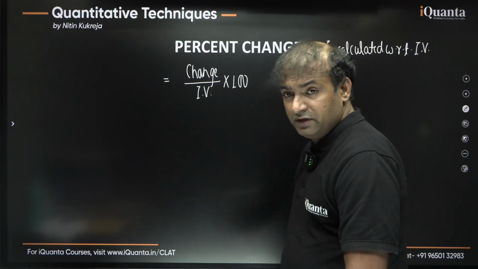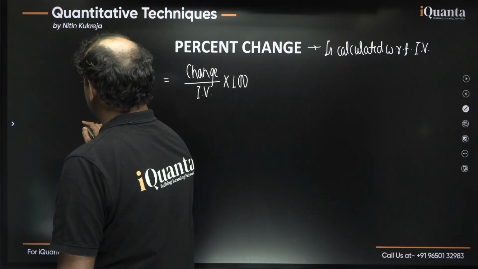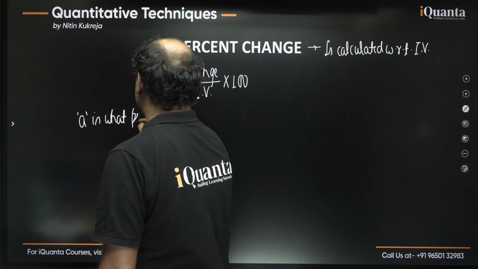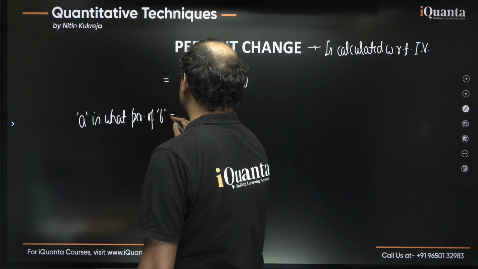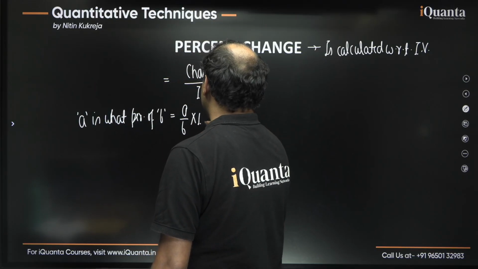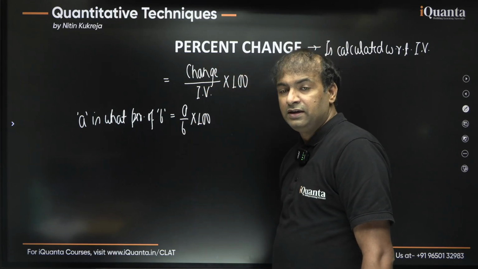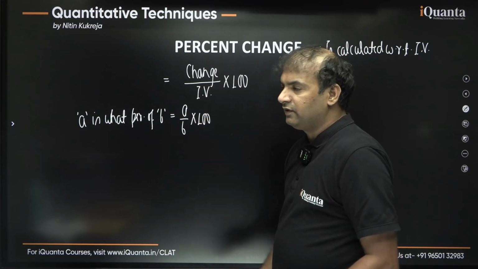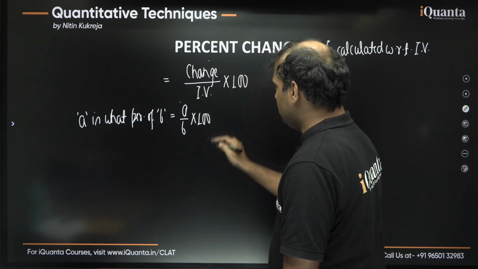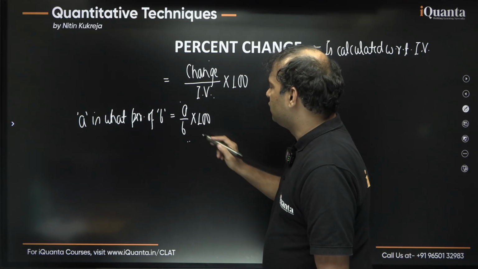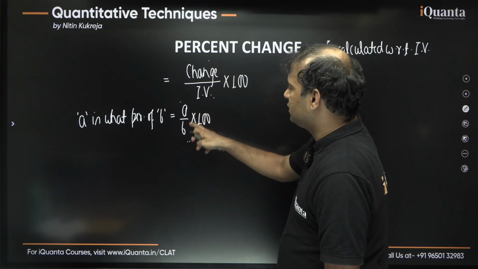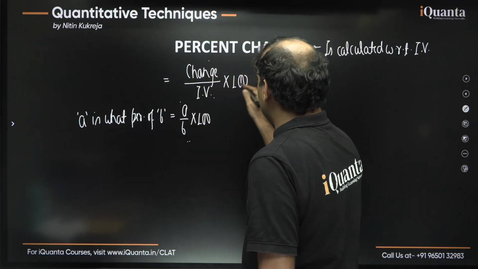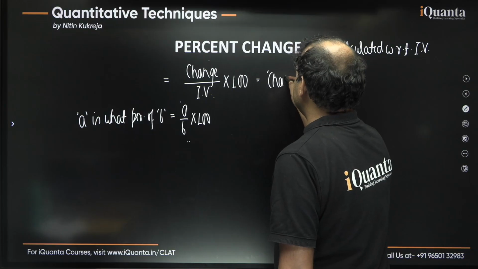Alright guys, now in the previous videos I told you one formula that A is what percentage of B. So whenever they are asking that A is what percentage of B, I told you that this can be written as A upon B into 100, right? Now look at this, change upon initial value into 100. This is same like A upon B into 100, right? So if you compare this with this, we can say the change is now small a, initial value is now small b, right? So as it is written as A is what percentage of B, we can call this as the change is what percentage of the initial value, right?